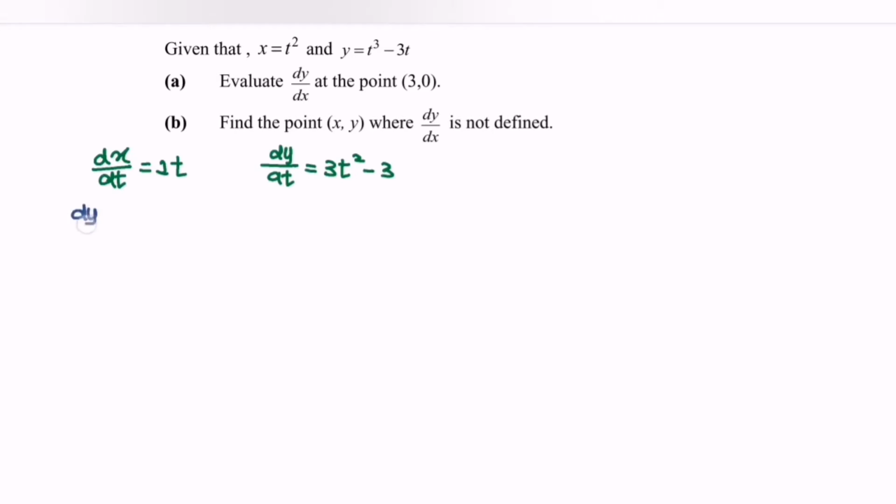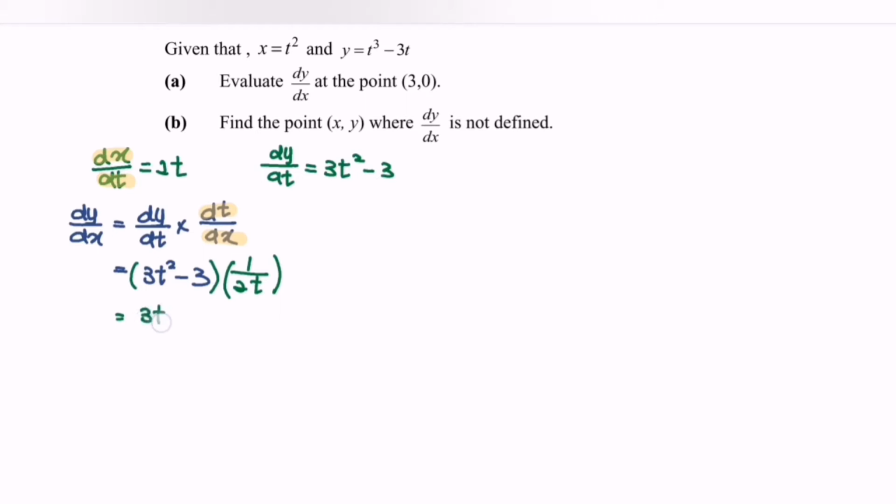So dy/dx will be equal to dy/dt multiplied with dt/dx. So we will have 3t squared minus 3. Please take note we have dt/dx, but in here is dx/dt, so what we have to do is flip it. So we multiply with 1 over 2t. Finally, we will have (3t squared minus 3) over 2t. So that is our dy/dx.